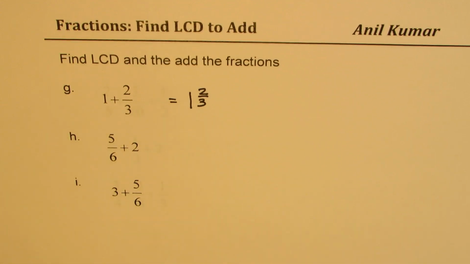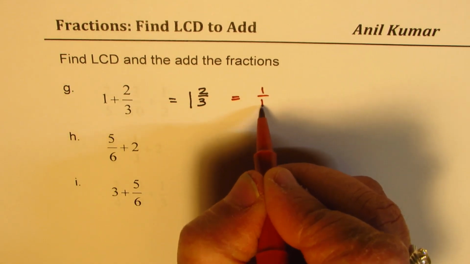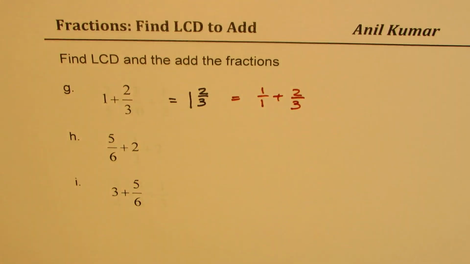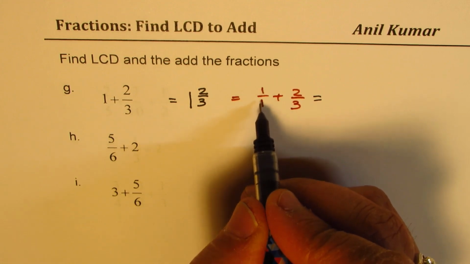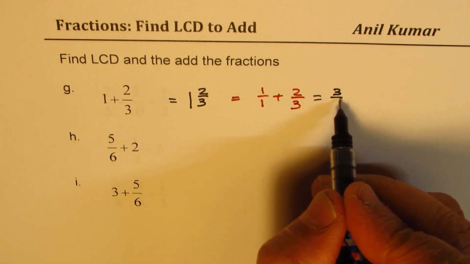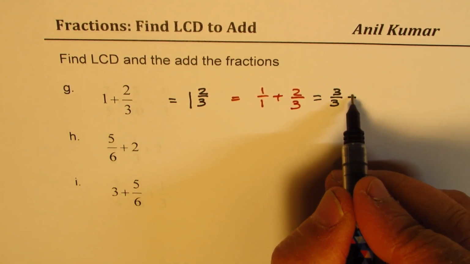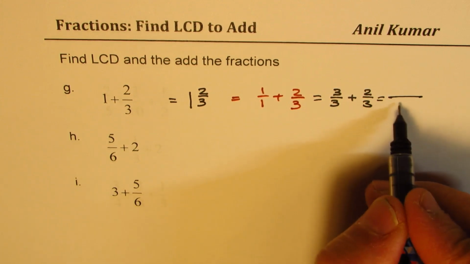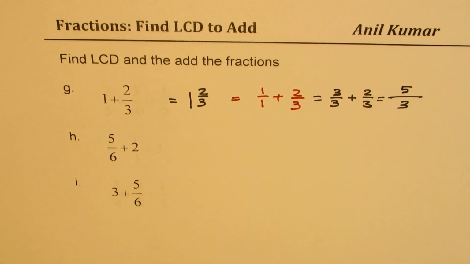The other way to do this is to treat 1 as 1 over 1, right? And then the question here becomes plus 2 over 3. Now using the previous strategy, we'll multiply 1 over 1 by 3. So we could write this as 3 over 3. That is also 1, right? Same denominator. And this becomes 2 over 3. So when you add, you get 3 as the lowest common denominator and 5 over 3, correct?